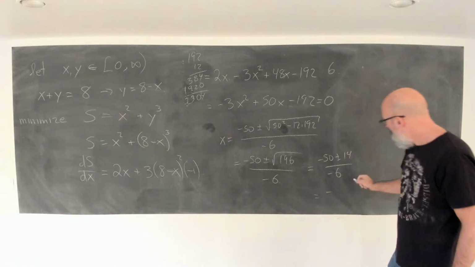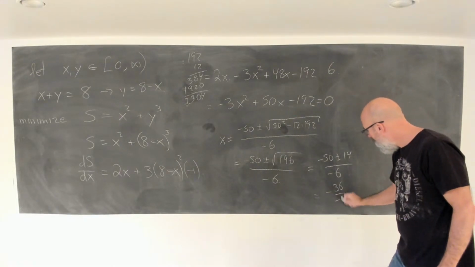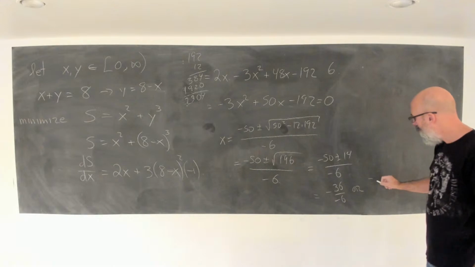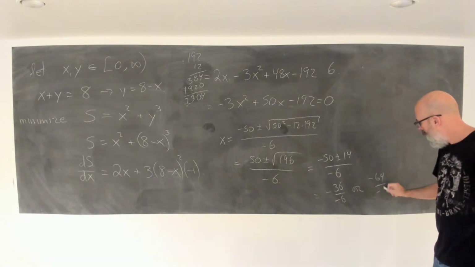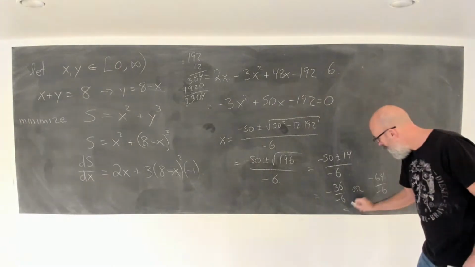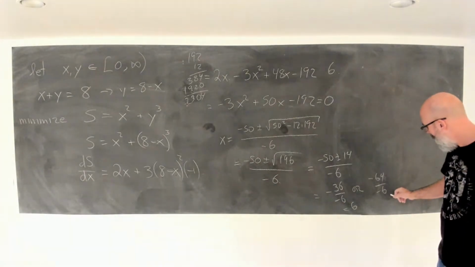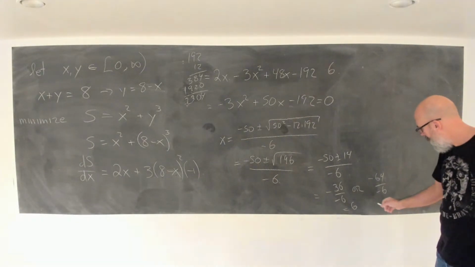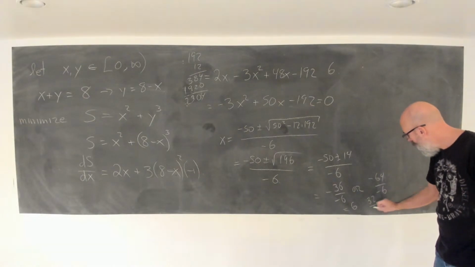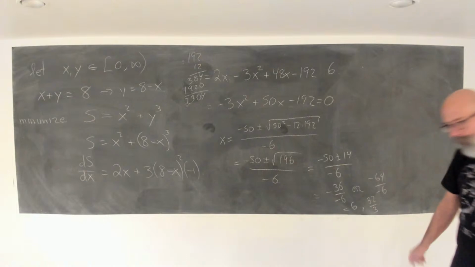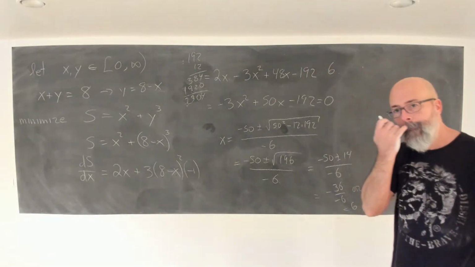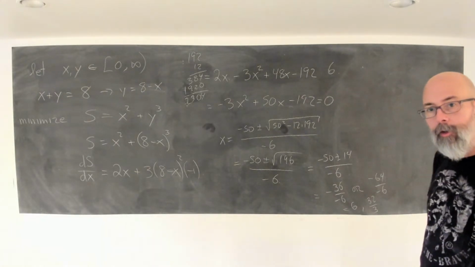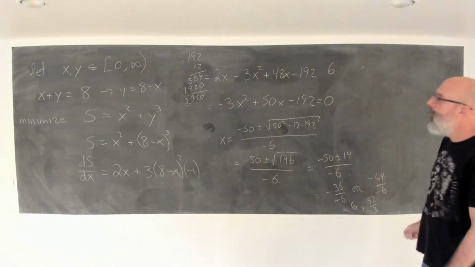So, minus 36 over negative 6, or 64 over negative 6. So that is either 6 or whatever that is. 32 over 3. 6 and 32 over 3. Very good. All right, here we go. We're on the same page. Perfect.